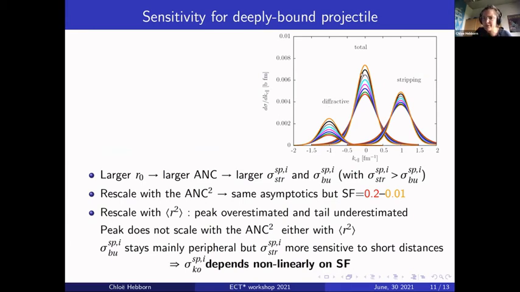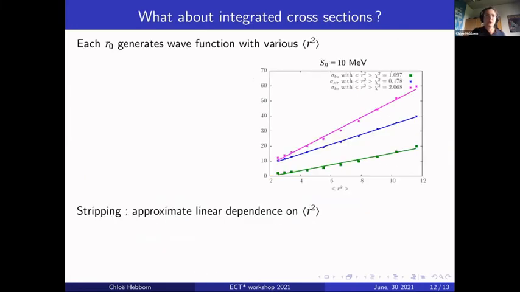You can see that in all cases, the peak is overestimated. But what is very interesting is that it seems the peak is overestimated and the tail is underestimated. So this might suggest that the total stripping cross-section and knockout cross-section will scale well with this mean square radius. So we look at that for the case where the separation energy is 10 MeV, so this deeply bound case. The green point corresponds to the diffractive breakup cross-section as a function of the mean square radii, the blue point the stripping contribution, and the magenta point the total knockout cross-section.